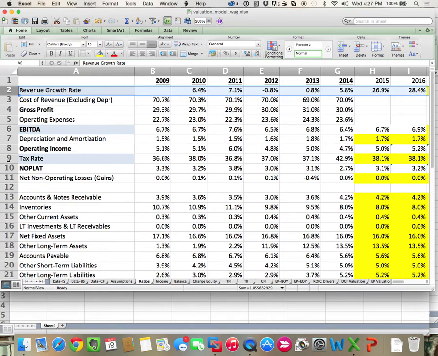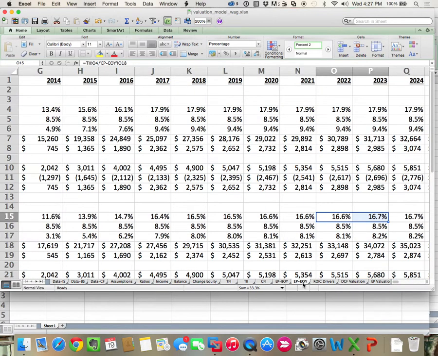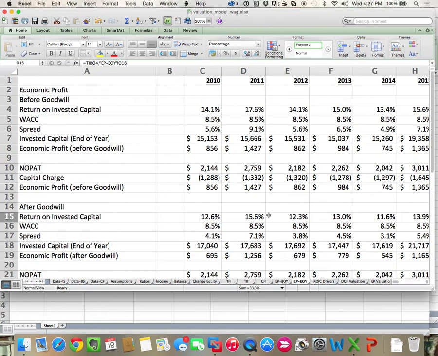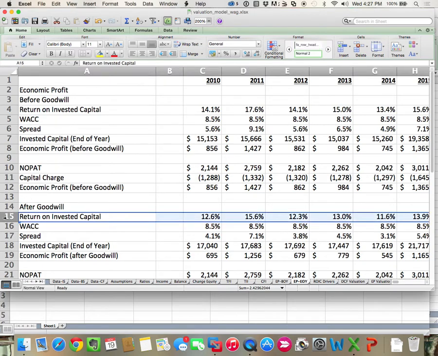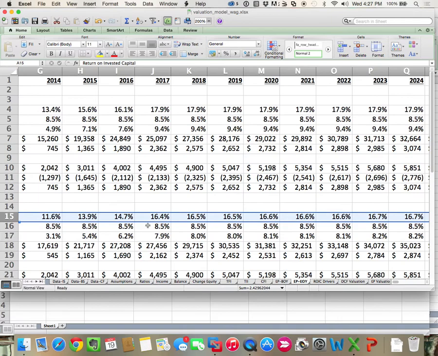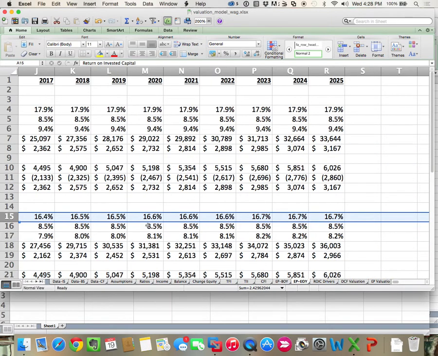Your final PowerPoint slide and the exhibit that's at the end of your valuation of the company is going to be called the ROIC chart. So here's what I want you to do. I want you to go to the EPEOY tab, which is the end of year economic profit, where we estimate ROIC, again, after goodwill.